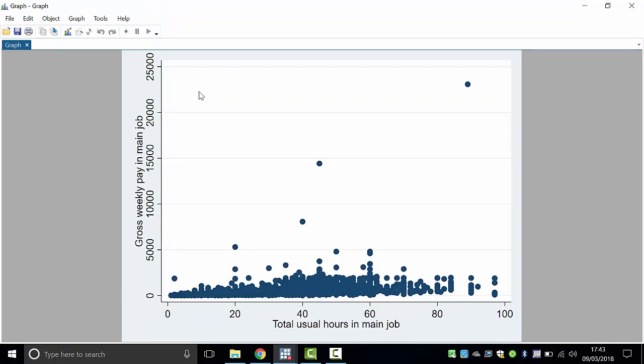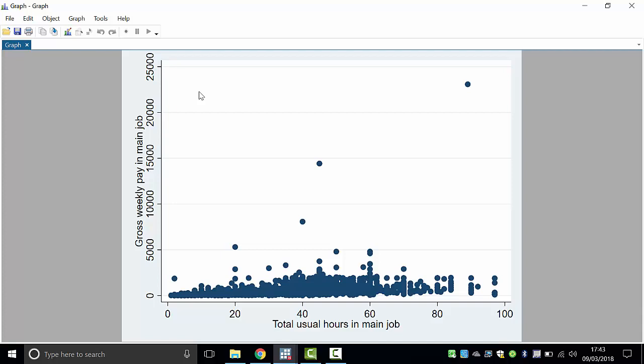This is the best bit, guys. I like this one. Each dot here is a person. We had 10,292 people in this sample. This guy is working about 90 something hours and earning 23,000. This one is working around 40 hours but earning 15,000. And these squashed ones are actually the remaining 10,000 people. So these outliers are suppressing the rest of it.